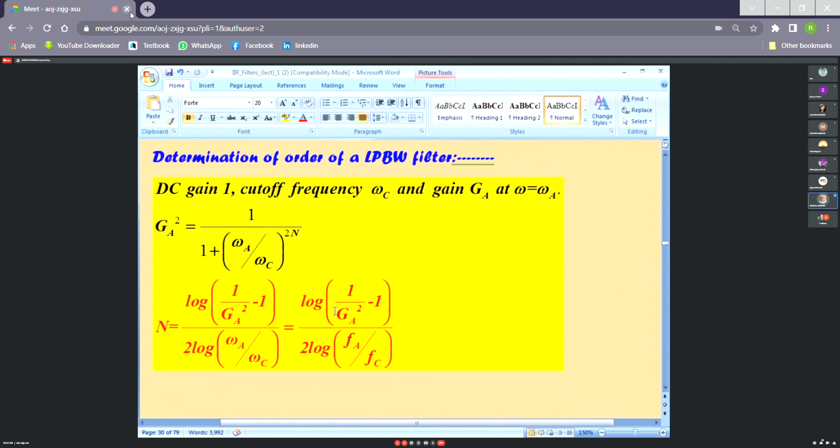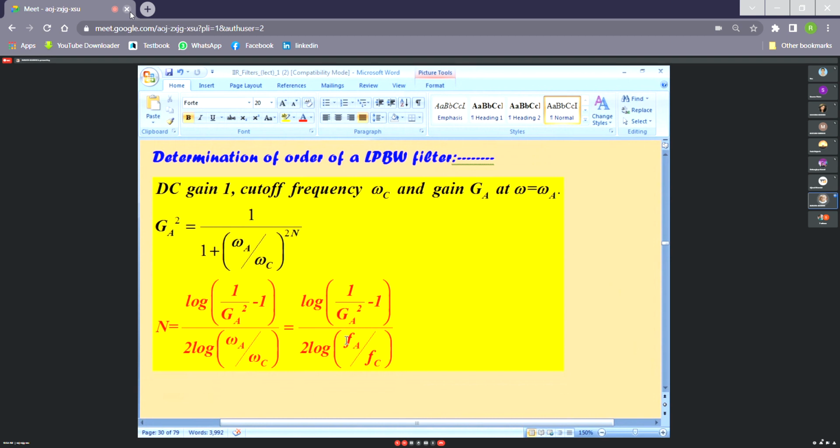In most of the cases, 1 by GA square will be very large compared to 1. So it's sufficient to consider 1 by GA square. In the denominator, you have this ratio omega A by omega C, or you may have a ratio FA by FC. Same. This ratio is important. Omega A, or you may say FA, is known as the stop band edge.